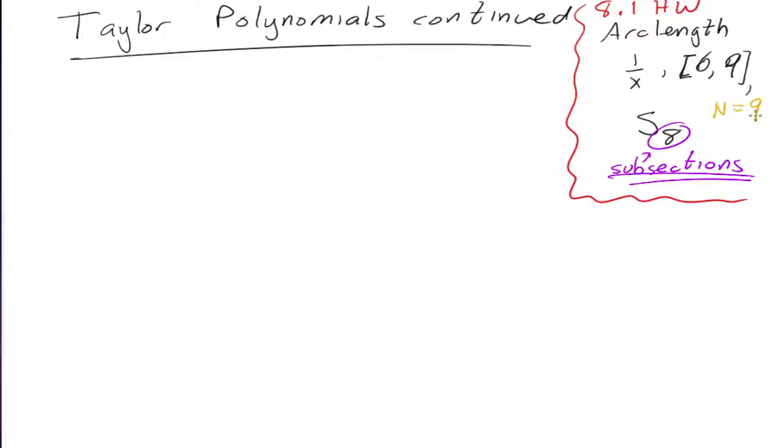Does that make sense? So you change n to 1 more than the number of subsections. So that's it. Just a little comment.